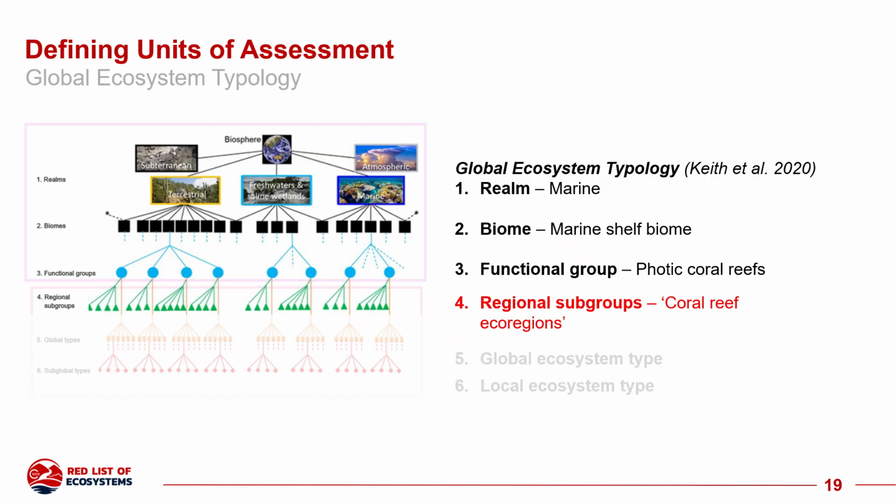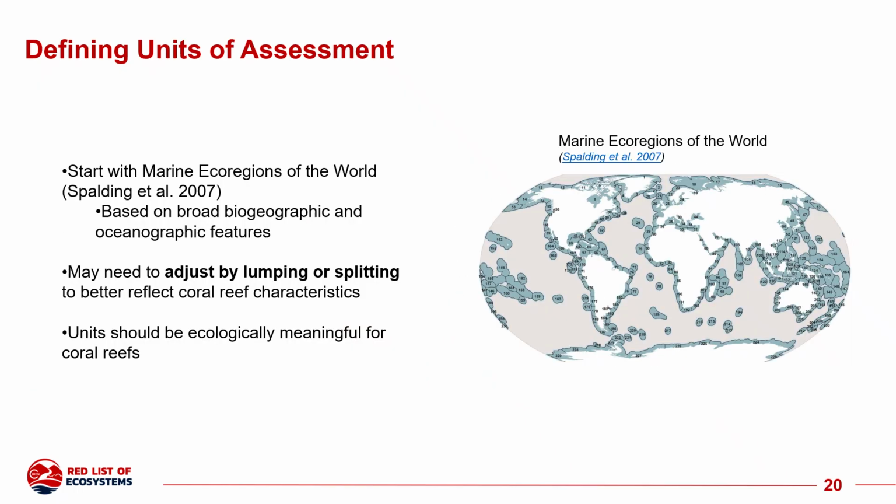To identify these regional subgroups, the starting point for each regional coral reef assessment is the marine ecoregions of the world, as defined by Spalding et al. 2007. These marine ecoregions are based on broad biogeographic patterns and marine features, not just coral reefs. Therefore, these can be adjusted to better reflect coral reef-specific boundaries by lumping or splitting ecoregions. The goal is to define units that make ecological sense for coral reef systems.